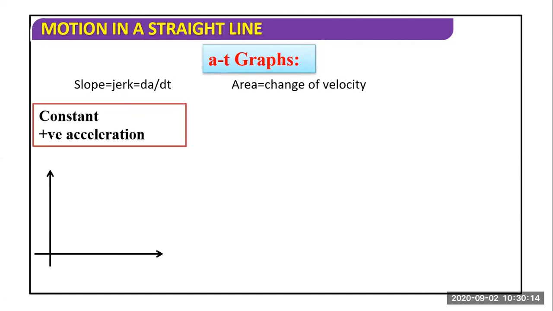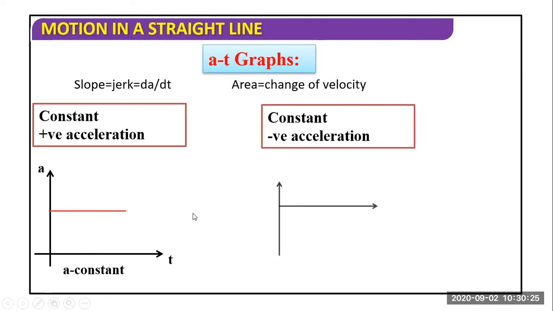Now we see the graph for constant positive acceleration. So for constant positive acceleration, graph will look like this. This is constant and positive. Constant negative acceleration. So graph will be on the lower side. Constant negative acceleration.